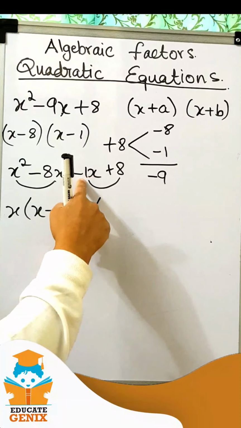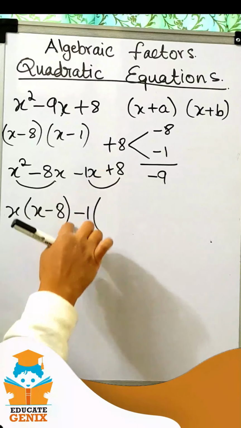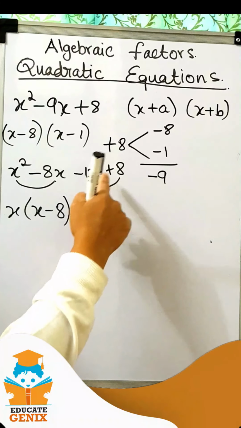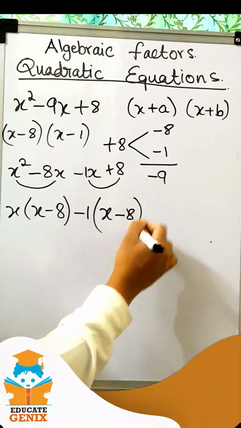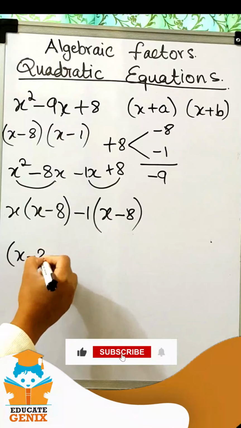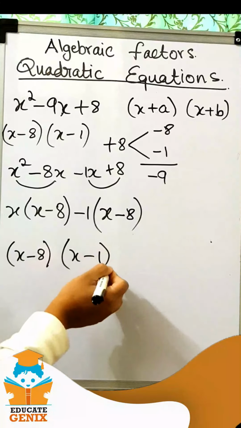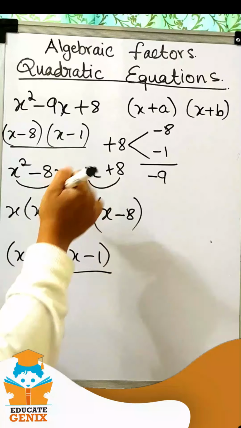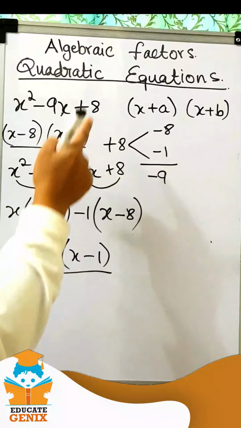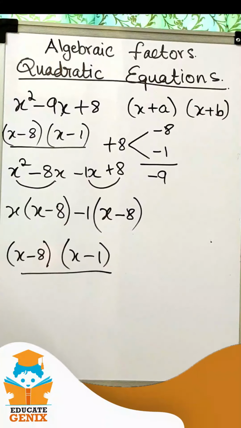Now, it is 1x and 8. Nothing is common between them except for the number 1. So I took out 1 as common, and the minus x will change to plus x and the plus 8 will change to minus 8. I have got two same brackets which will come out common. X minus 8, and these two will go into another bracket, x minus 1. I have achieved the same answer as per this. The factorization of x squared minus 9x plus 8 is equal to x minus 8 and x minus 1.